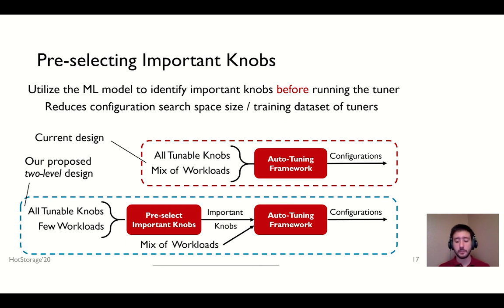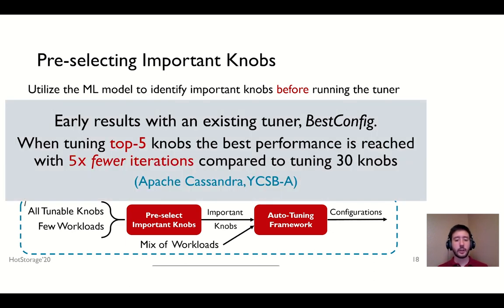and then the tuner will only consider these important knobs for tuning. And some very early results using an existing tuner showed us that we can reach the same level of performance using 5 times fewer iterations when we only consider the top 5 knobs compared to all 30 knobs.